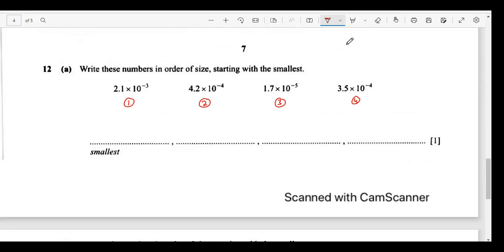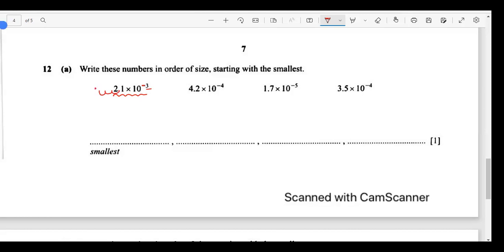Okay, I'll be erasing these now. First of all, we need to convert this form to a form that is easily understandable. 2.1 multiplied by 10 power minus 3. It's minus 3, so I told you the decimal would move 3 units to the left. So 1 unit, another unit, and then another unit. So the decimal would come here.